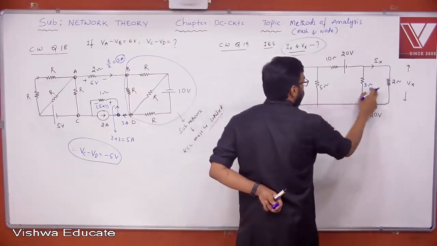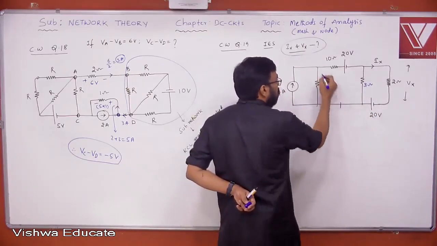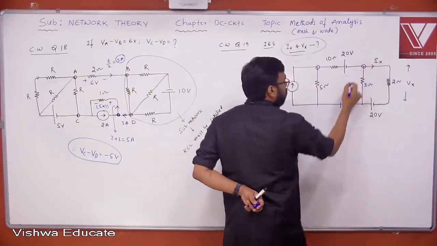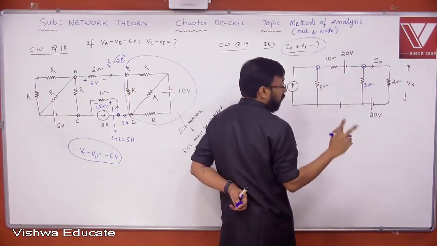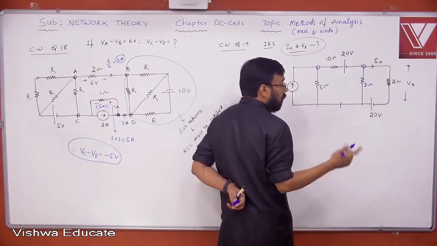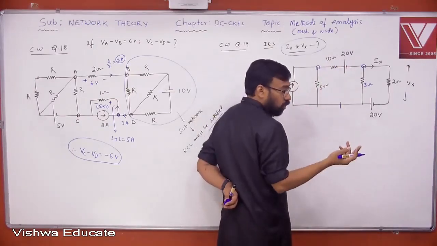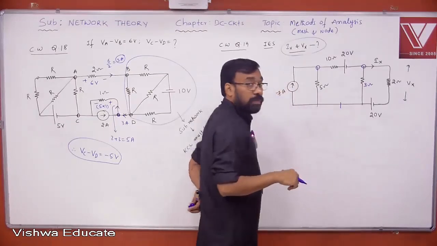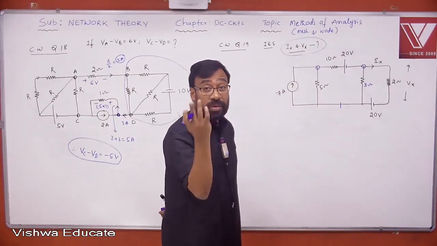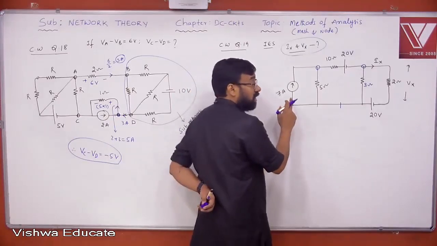Mesh analysis, if we go 3 minus 1, 2 equations. Node analysis, 3 nodes. If you take 1 as 0, then 2 equations are required. Using mesh 2, using node 2, the minimum number of equations required to analyze this entire network is also 2. But I still prefer node analysis. What is the reason? Don't say that I like node analysis. No, not like that. There is a specific reason for that.